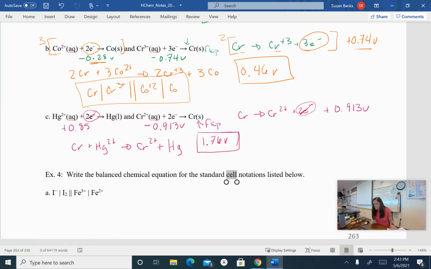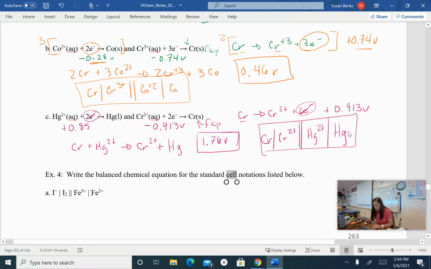Okay, our cell notation, we're going to start with the oxidized, or the anode. So we start with chrome. We end up with chrome plus 2, our salt bridge, and then our cathode, or the reduced thing, we started with mercury plus 2, and we end up with mercury. Okay? So that would be our cell notation right here.